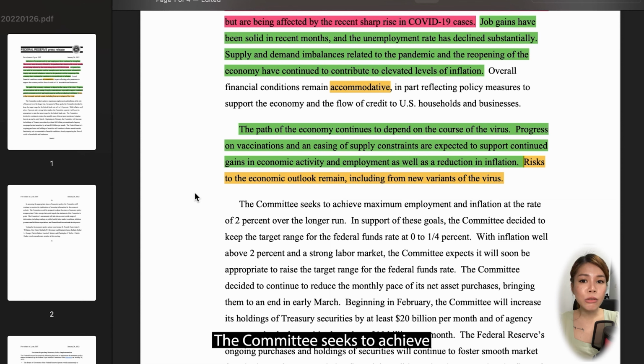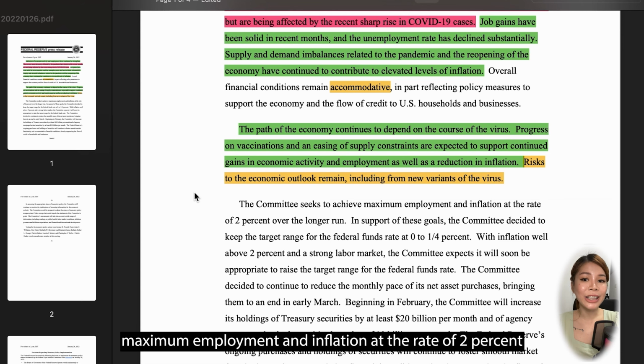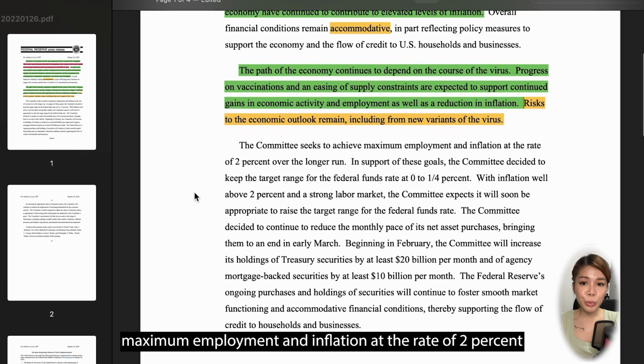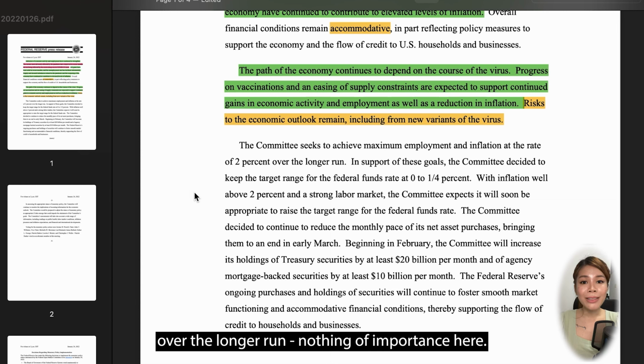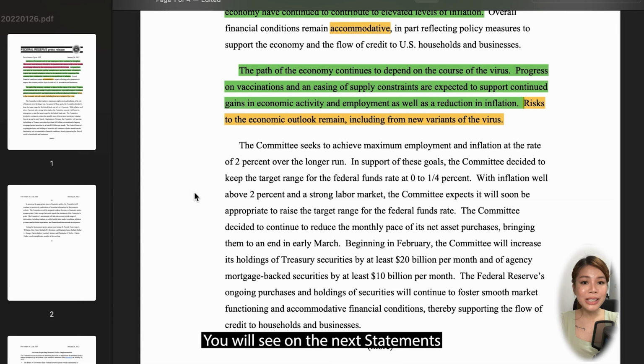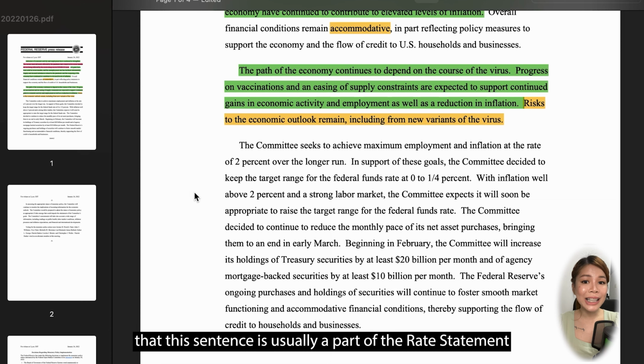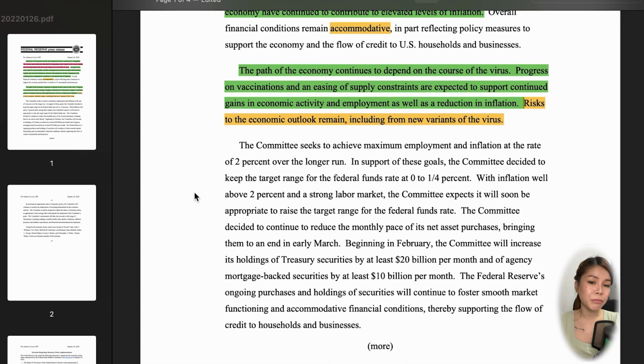The committee seeks to achieve maximum employment and inflation at a rate of 2% over the longer run. Nothing of importance here. You will see on the next statements that this sentence is usually a part of the rate statement and it's just a reiteration of the Fed's mandate.